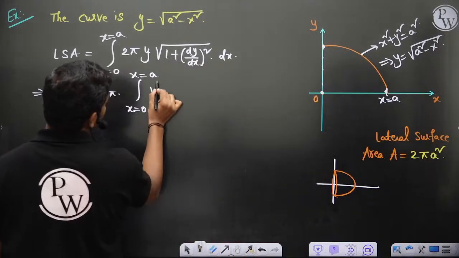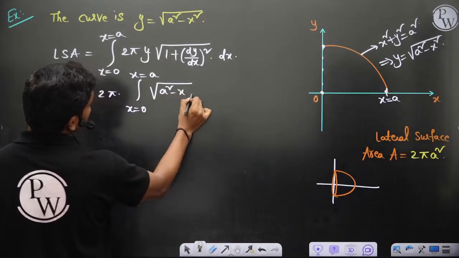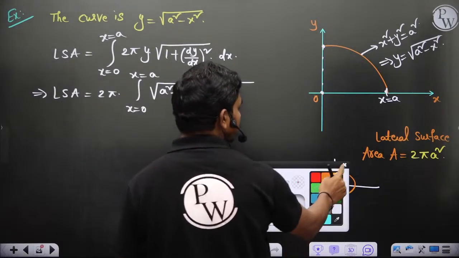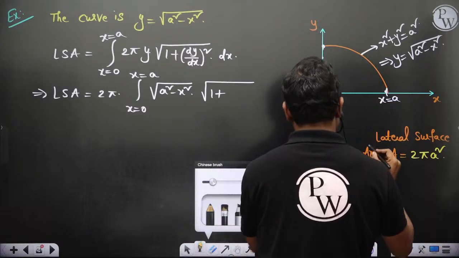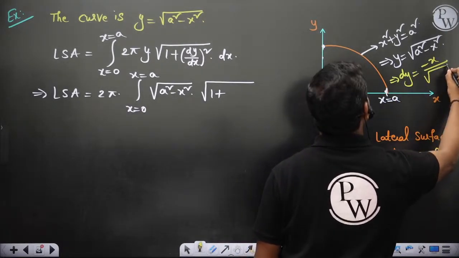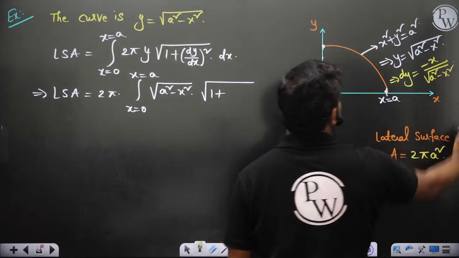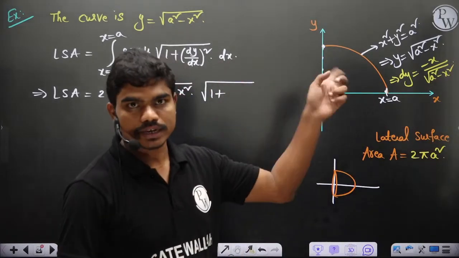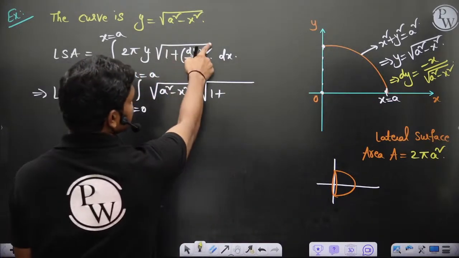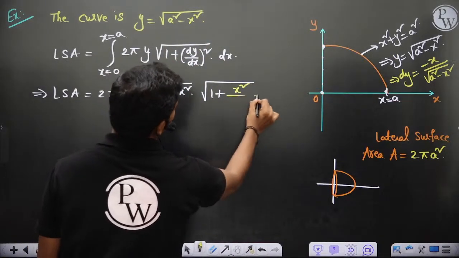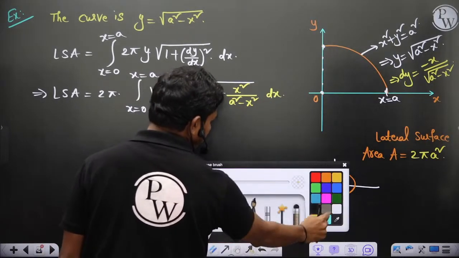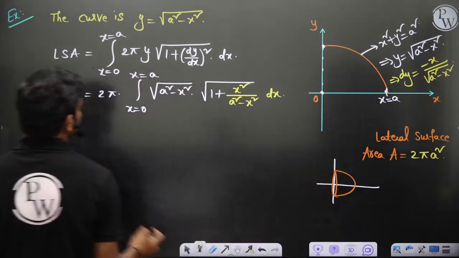So square root of a square minus x square into root of 1 plus (dy by dx) whole square. So what is dy by dx? This ultimately implies dy by dx is equal to minus x by root of a square minus x square. Okay, so that's what you have, because the derivative of root is 1 by 2 root of a square minus x square into minus 2x, 2 gets cancelled, so that's the value. So if you square that value, you have x square by a square minus x square, dx of course. Okay, so let's simplify these values.